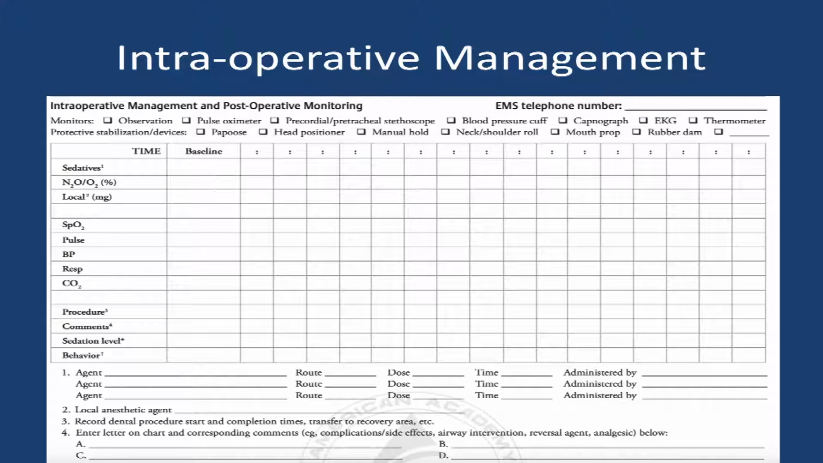There's a place for procedures to be noted, comments, sedation level, and behavior. There's a place for agents to be listed with the route, the dose, the time, and who administered them. There's the local anesthetic agent, a record of the dental procedure start and completion times and transfer to recovery times, and a location for 4 letters to be placed on the chart corresponding to comments, for example, complications or side effects, airway intervention, reversal agents and analgesics, etc. below.